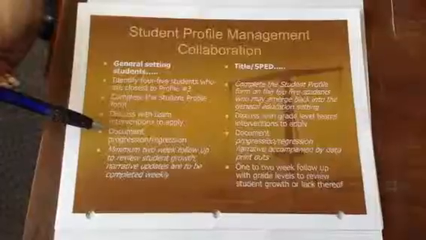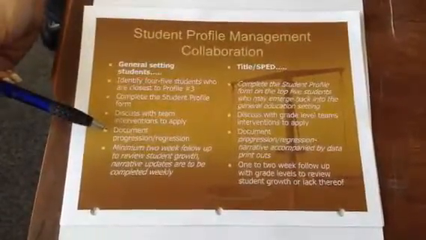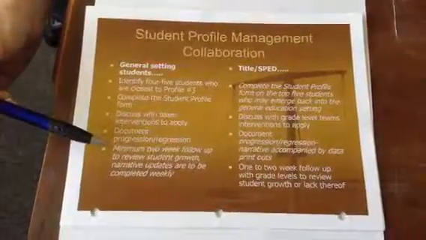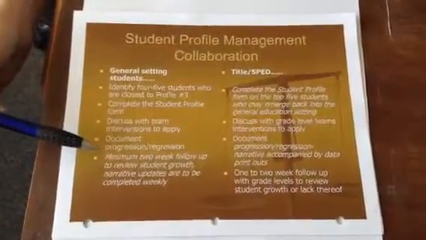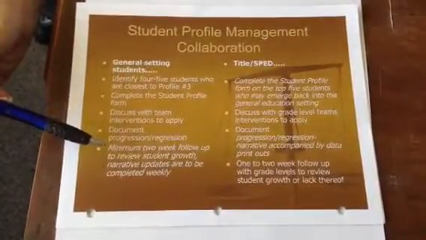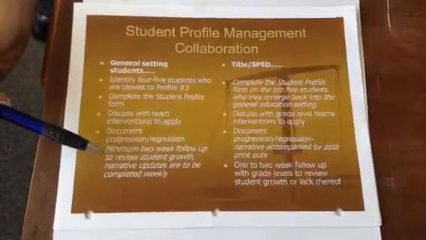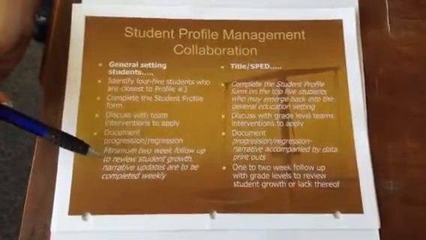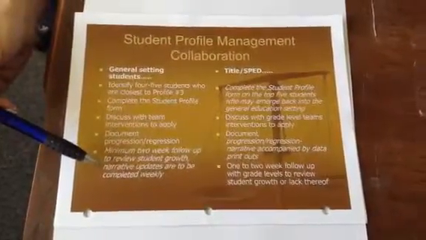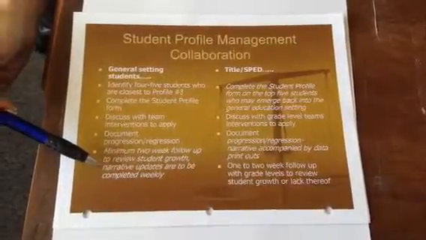We talked about the intervention progress monitoring, so we're making sure we're collecting those documents and tracking the progression and/or regression. Minimum 2-week follow-up to review student growth. So in 2 weeks we would come back, the teacher would present their exit tickets or their formative assessments at the end of a unit to see how the child had progressed, and these documents are kept as artifacts.